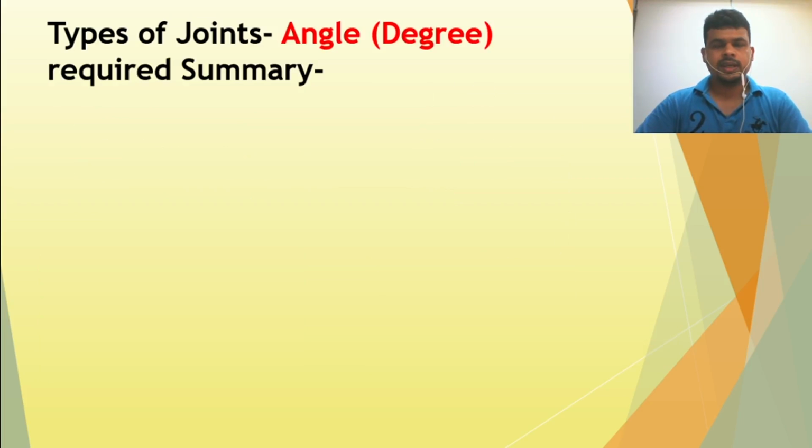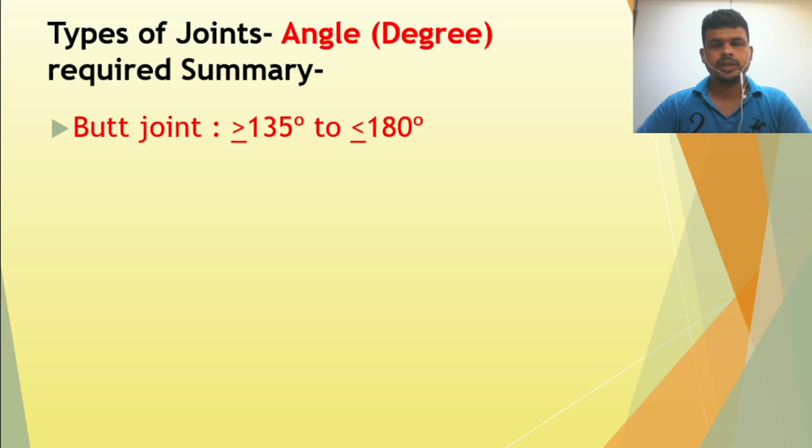So let's see the summary of the joint angle degrees required. I made one summary of all the degrees in this slide, so I'll show you one by one. For the butt joint, you need to consider greater than or equal to 35 degree to less than or equal to 80 degree. If within this range, you consider it a butt joint. For the T joint you need to consider greater than 5 degree, so 5 degree is not counted, the minimum should be 5.1 or something, to less than or equal to 90 degree. So up to 90 degree this is considered a T joint.